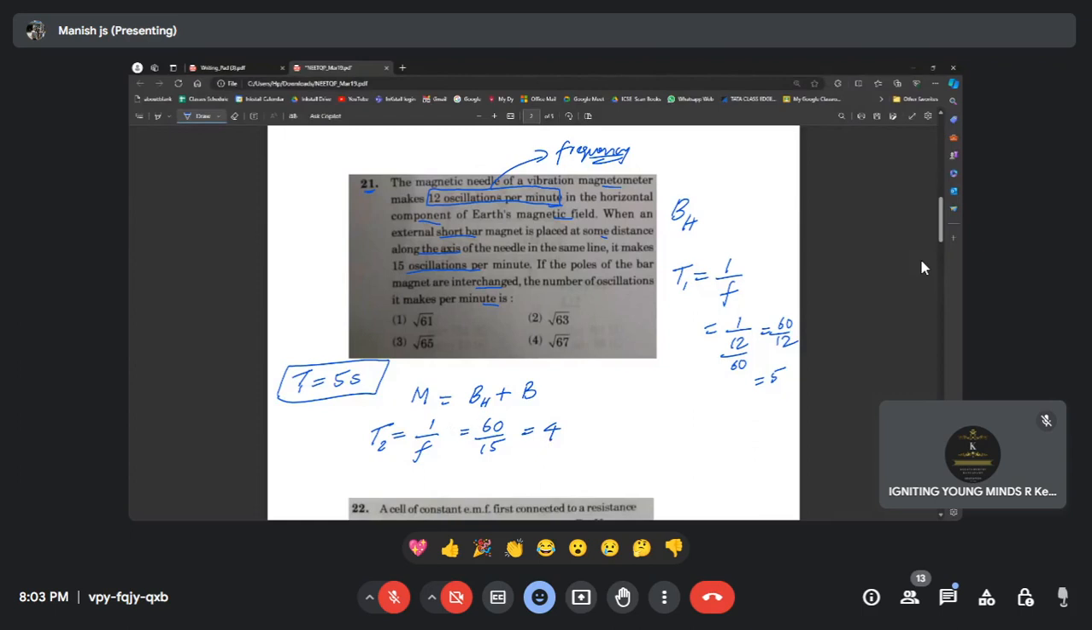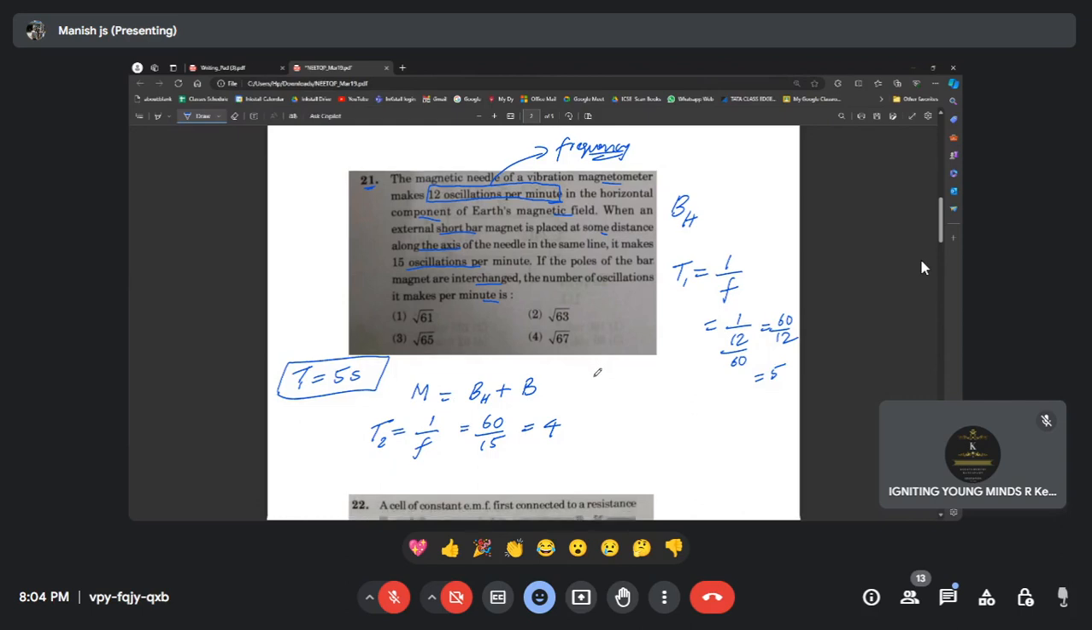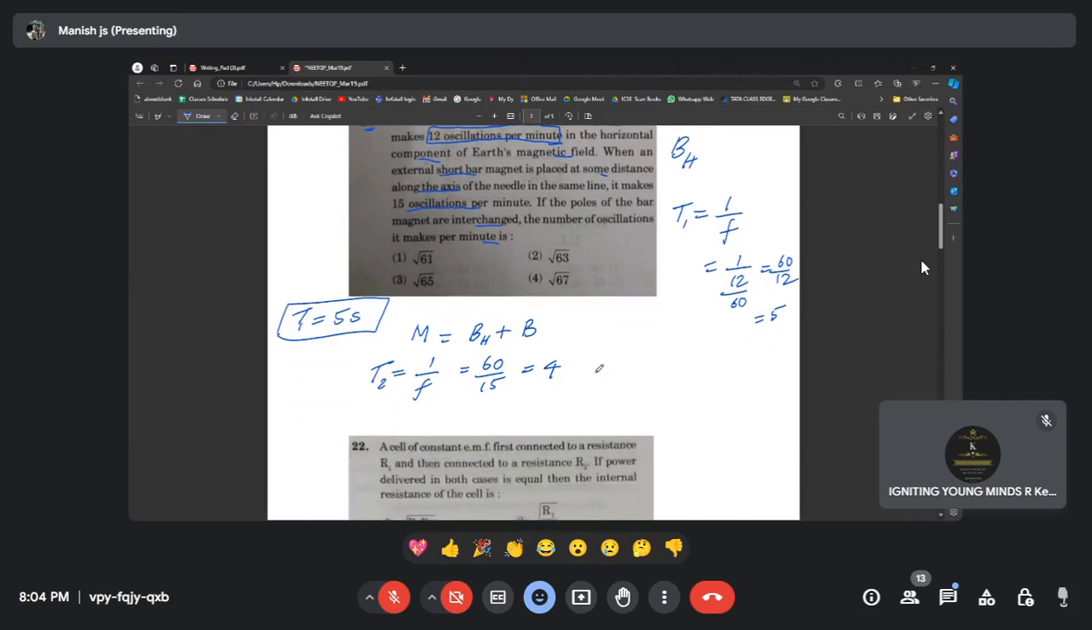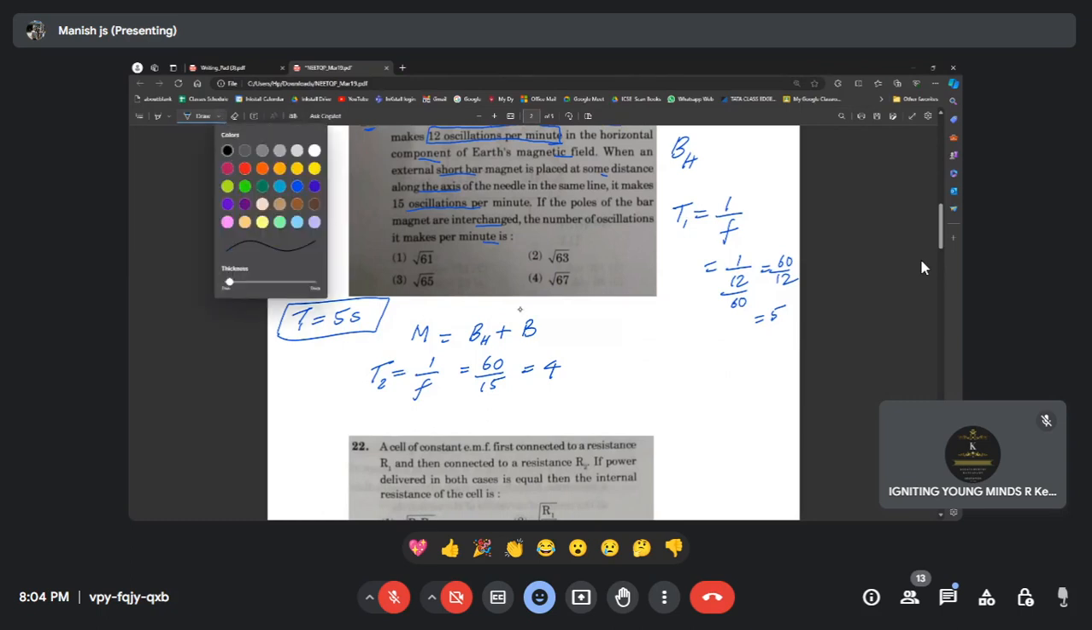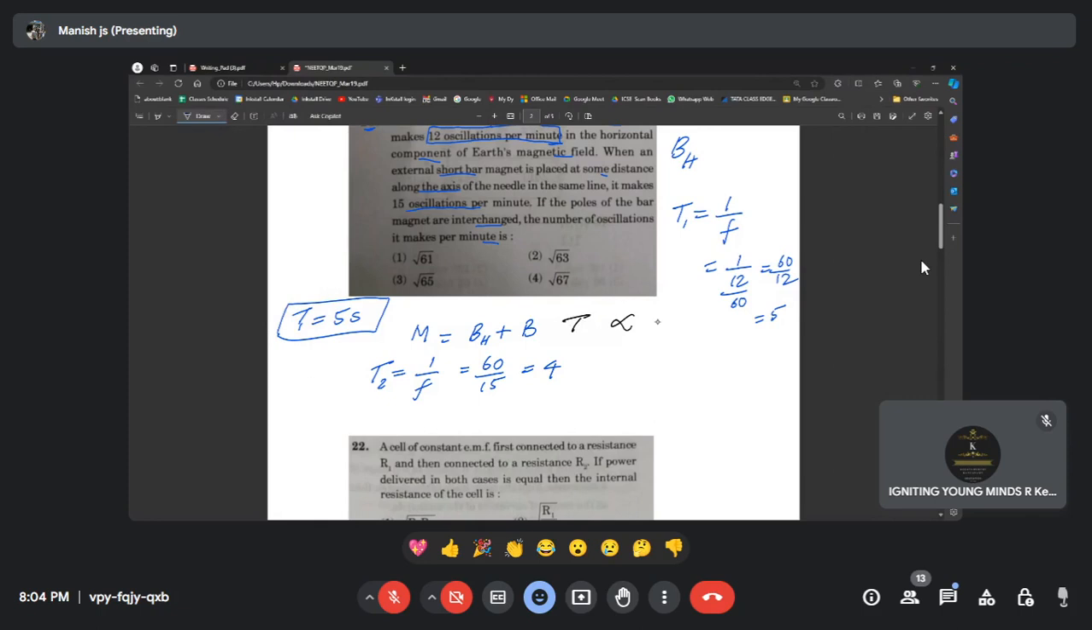So once you have got the time, now we will try to find out the number of oscillations it is going to make per minute if the poles are interchanged. For this you need to have a different analogy. We all know that the time period of oscillation T is inversely proportional to the square root of the magnetic field. So we make use of this particular relationship.